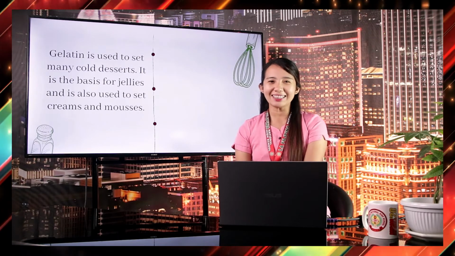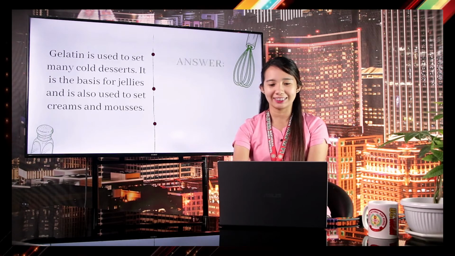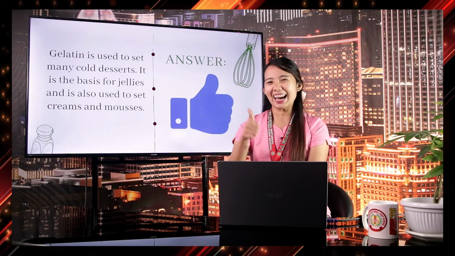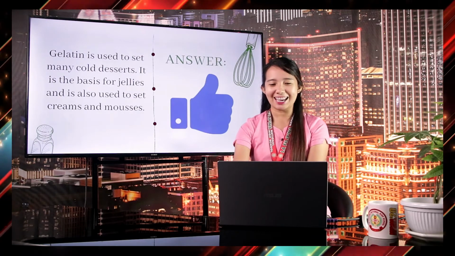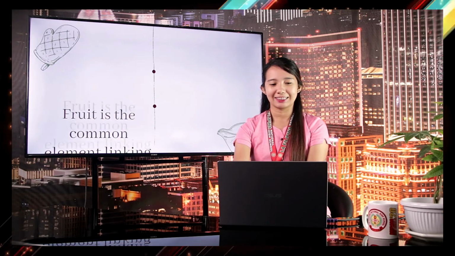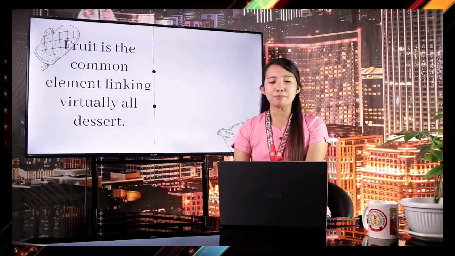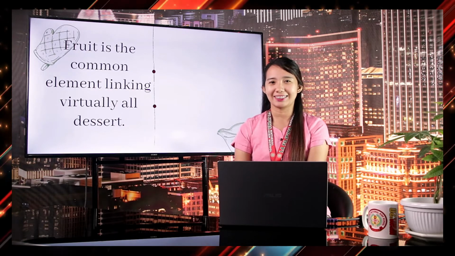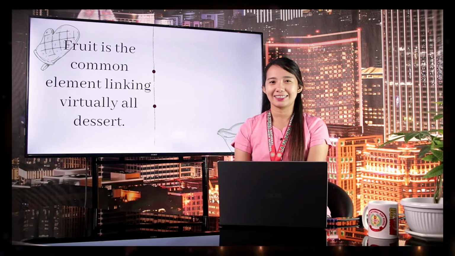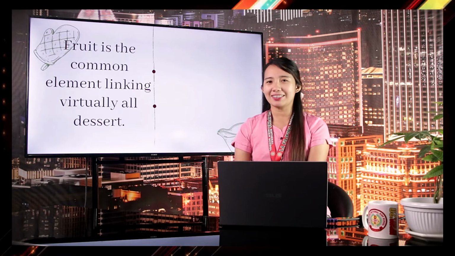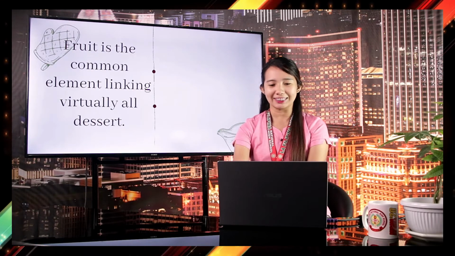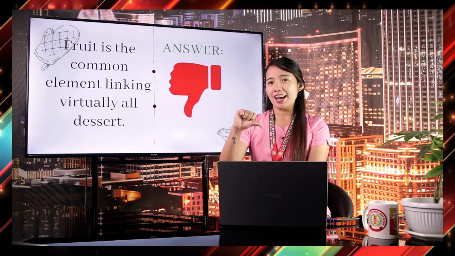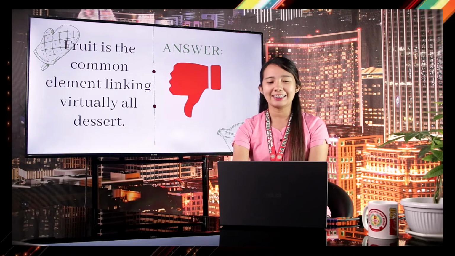What do you think is the answer? The correct answer is like. Next. Fruit is the common element linking virtually all desserts. What do you think is the answer? The correct answer is dislike. Next.